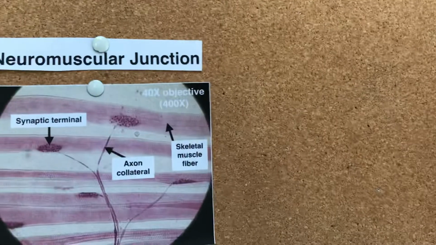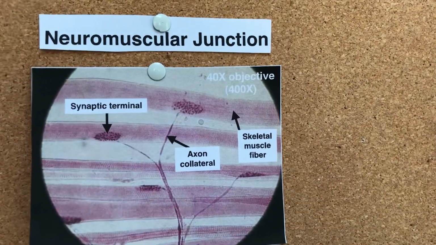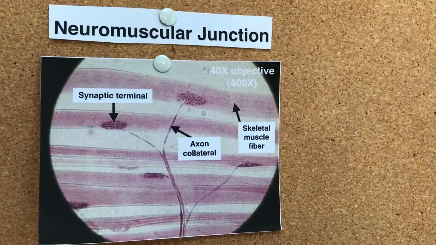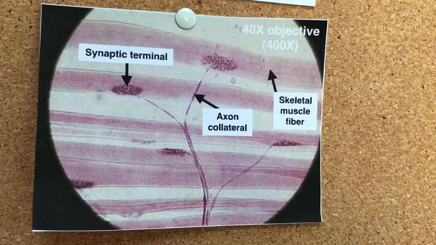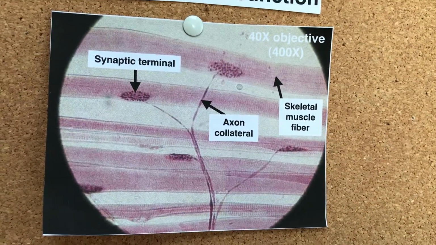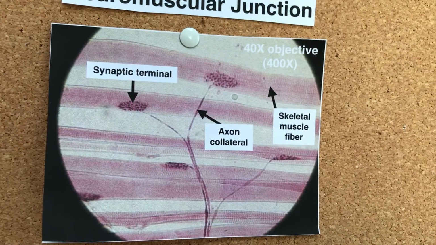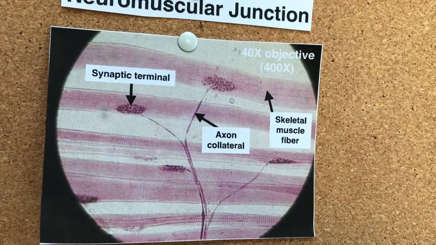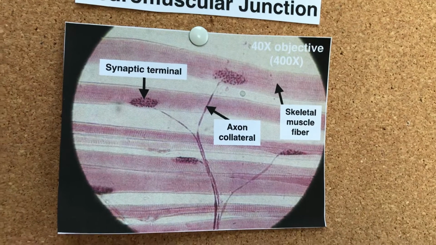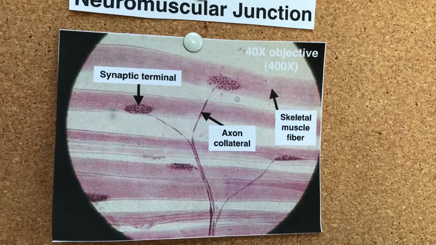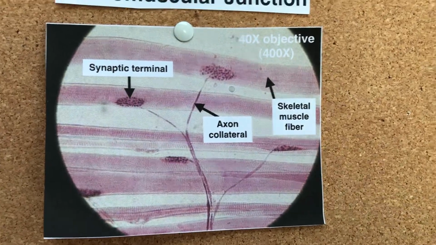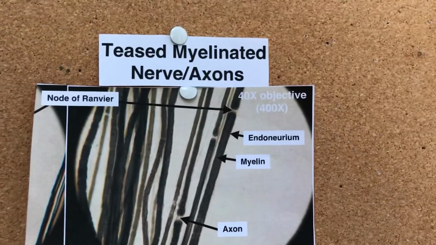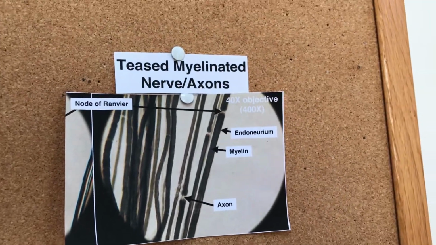The next cell we have to look at is the neuromuscular junction. Your neuromuscular junction is where the neuron touches the skeletal muscle. And in this picture, we can see the neuron coming up. It branches. The branches are called axon collaterals. It will end in the synaptic terminals, which are filled with the neurotransmitters, and it will touch the skeletal muscle fiber.